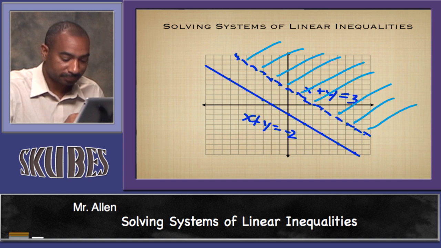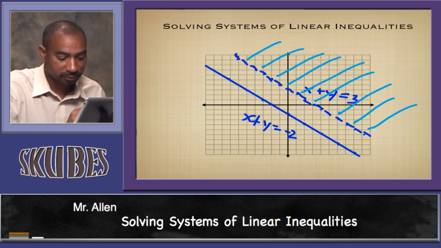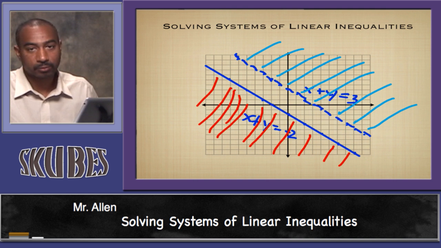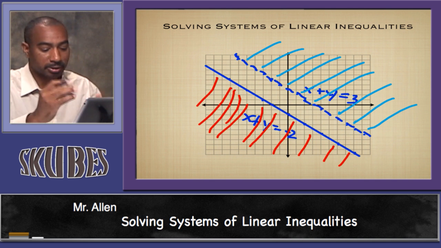And the other one said you want all ordered pairs that are less than negative 2. So you're going to shade below the line. If you notice, they don't intersect. So there's no solution for this set of inequalities because there's no part of the color that intersects. They go in opposite directions.